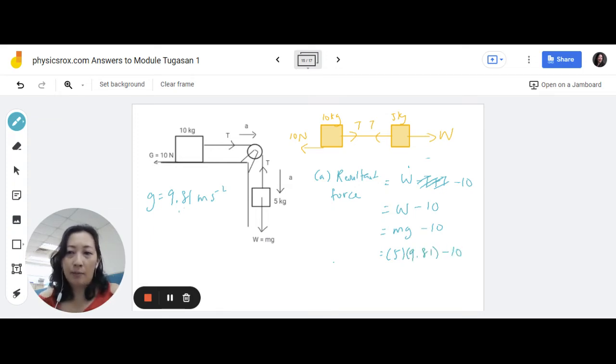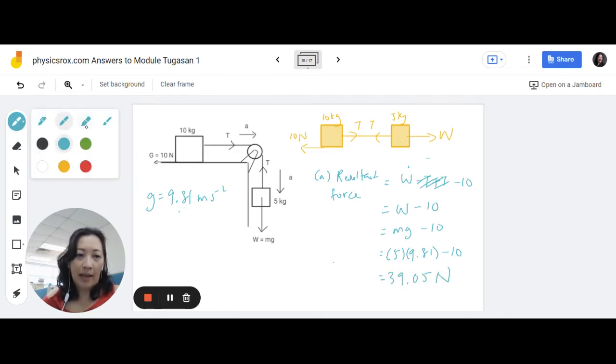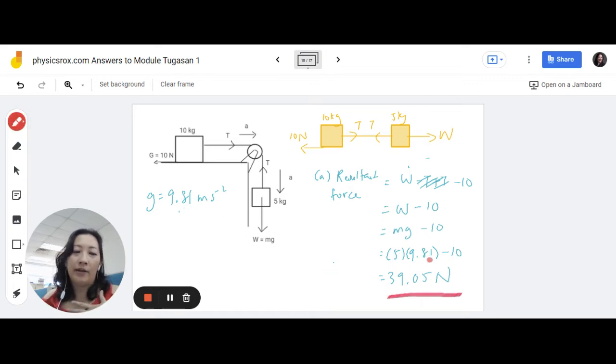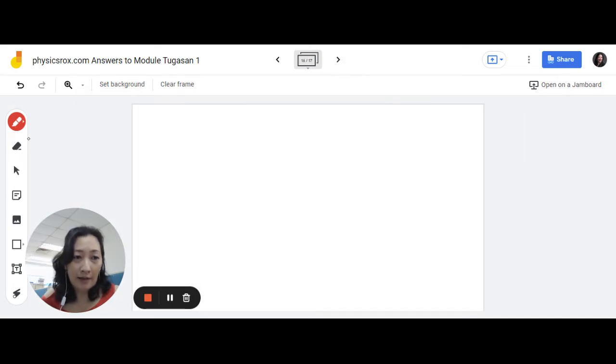Working it out on my calculator, 5 times 9.81 minus 10 gives us a value of 39.05 Newton. And now I feel so much better seeing that we are now using the correct value of G. So we can solve the following questions of acceleration and tension using these new values.